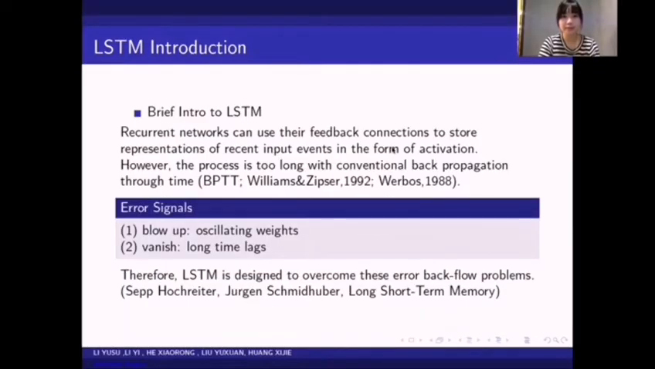Theoretically, recurrent networks can use their feedback connections to store representations of recent input events in the form of activation. However, the process is too long, and the error signals flowing back in time tend to either blow up or vanish. Case 1 may lead to oscillating weights. In case 2, long time lags do not work at all. So LSTM is designed to overcome these error backflow problems.